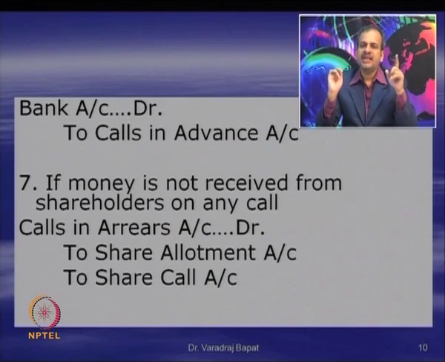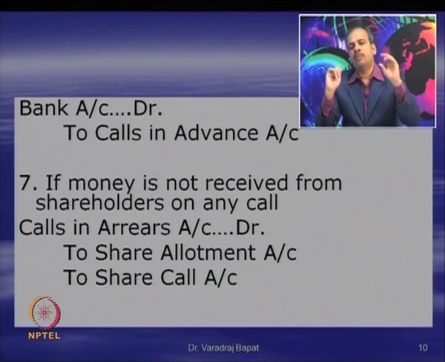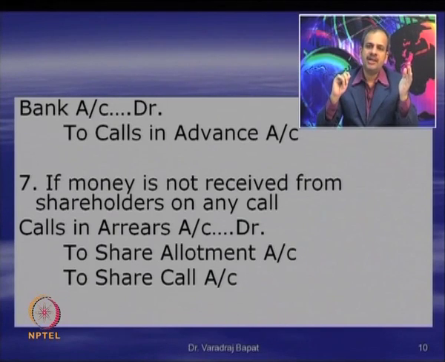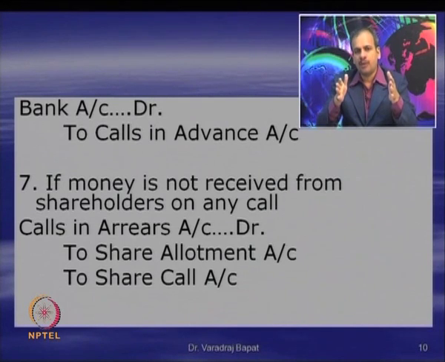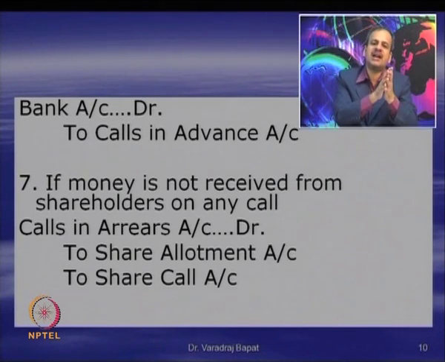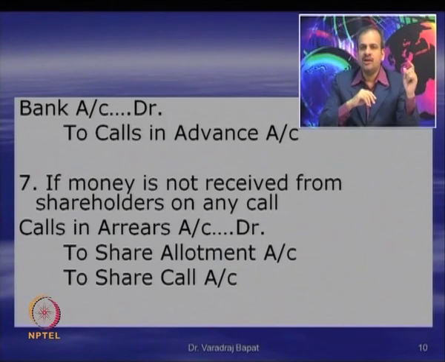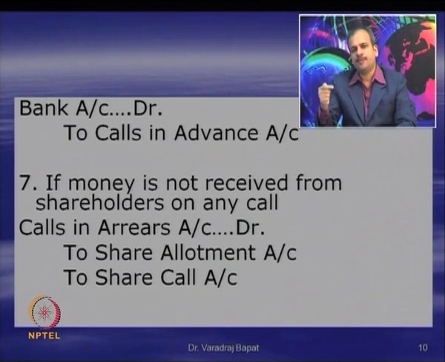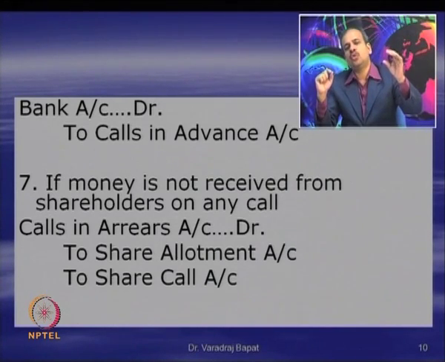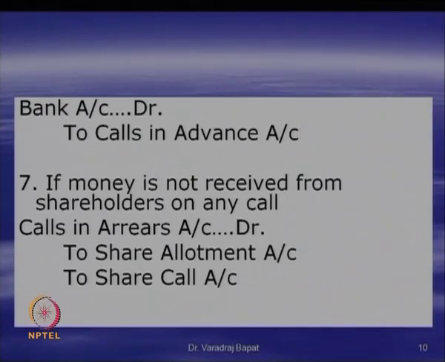Seventh entry is a case where money is not received even after requesting the shareholders. In that case, a separate account called calls in arrears account is created. So, you can see here, calls in arrears account is debited and the money is credited to share allotment and share call. So, any money which remains outstanding is debited to calls in arrears account and credited to the respective accounts.